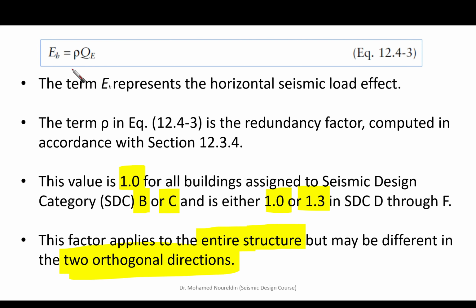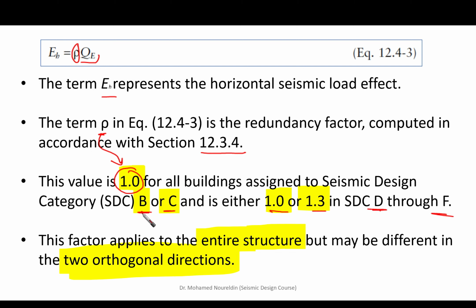For the horizontal, as we said, it equals rho times QE. The term EH represents the horizontal seismic load effect. The term rho is the redundancy factor computed in accordance with section 12.3.4. You can revisit this section. This value is 1 for all buildings assigned to seismic design category B or C, and is either 1 or 1.3 for seismic design category D to F.